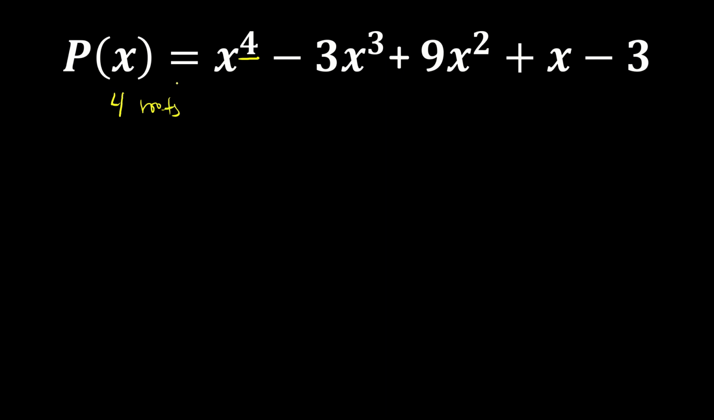Now, dun sa 4 na roots na yan, ang tanong, how many are positive and how many are negative? Ilan ang positive, ilan ang negative? Kasi malaking tulong yan kapag alam natin kung ilan yung positive at ilan yung negative roots. So, dyan po papasok si Descartes' rule of signs.